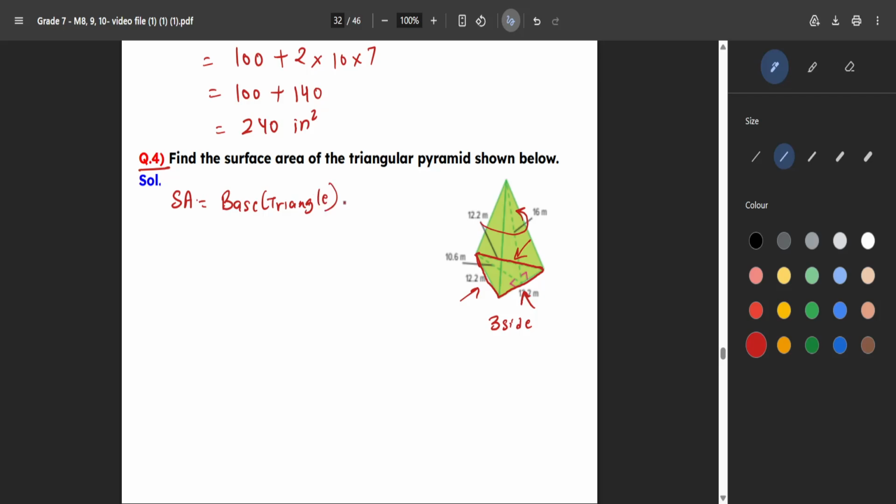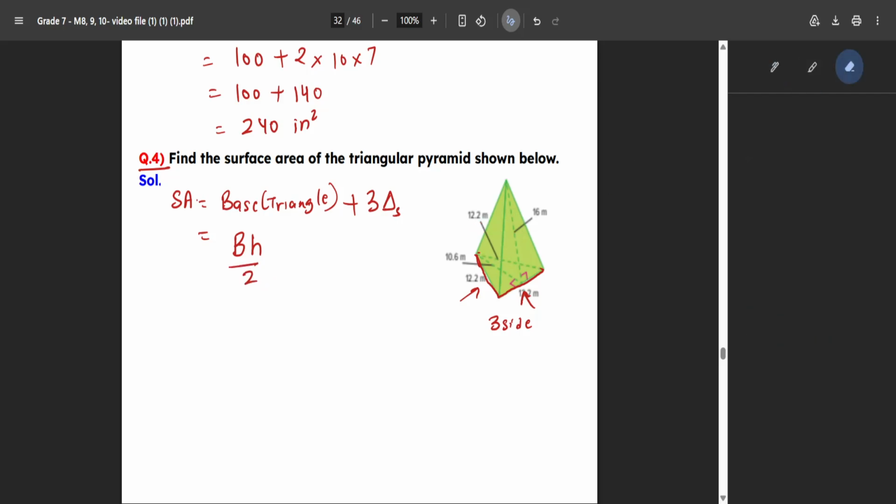So I have to find the area of that triangle. Plus, there are 3 triangles in the curved surface, so we have to find their area. So let us talk about how do we find the area of a triangle? Base multiply height divided by 2.